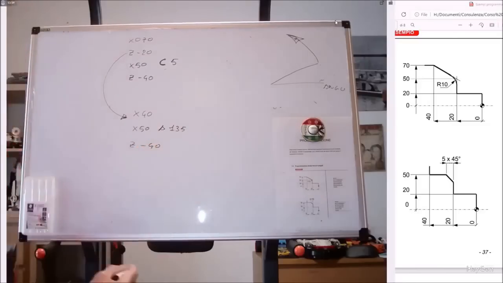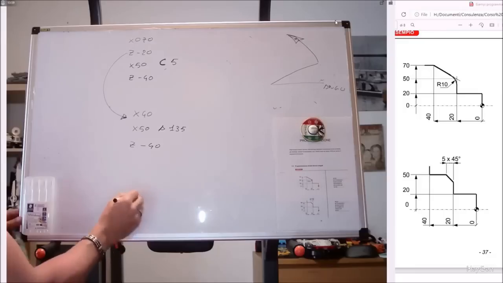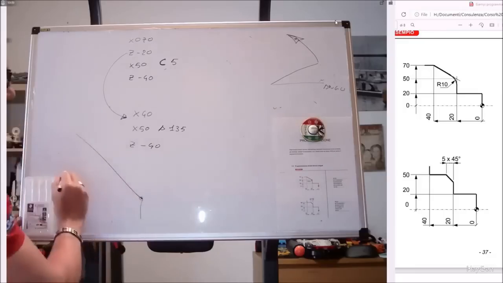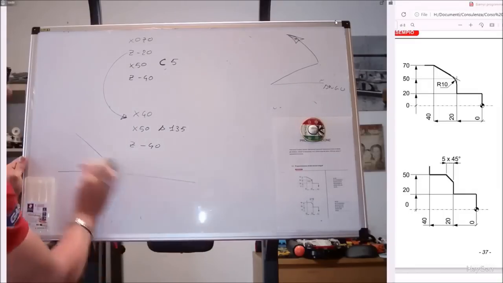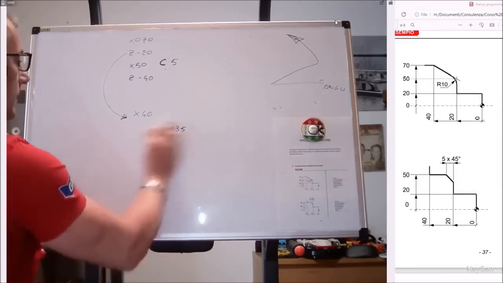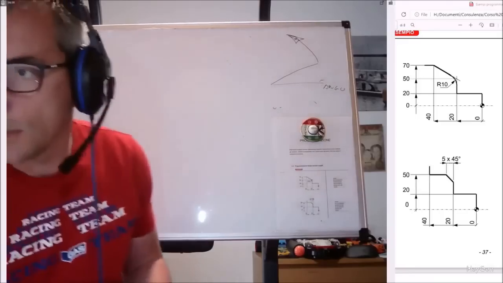z40. So what does the machine do? It arrives at x40 and says, okay, now I have to go to 135 degrees, but I have to stop at an x50, so I stop here. Okay, so I would say this is really a very simple example.